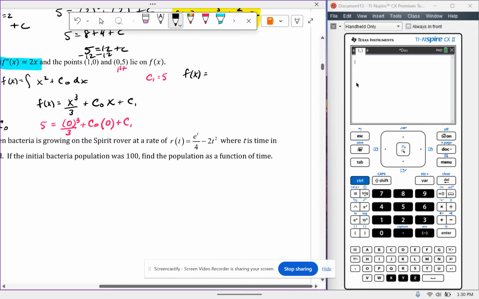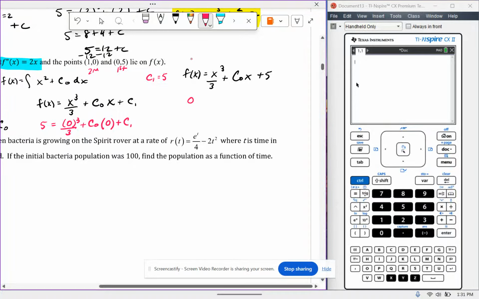So what do I have right now? Let's put it all back in, right? I've got x cubed divided by 3 plus, I'm just going to put the x in front of the C0 because it just makes it a little easier to figure out what's going on. We can leave it like that, it's fine. Okay, and then plus 5. All right, what should we do now? Do the second clue, right? This is the second clue.